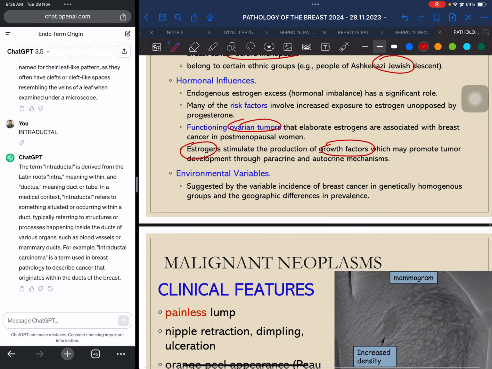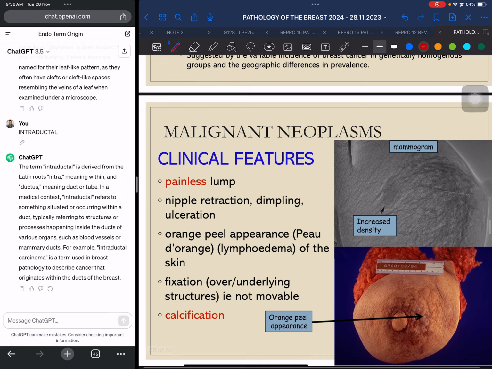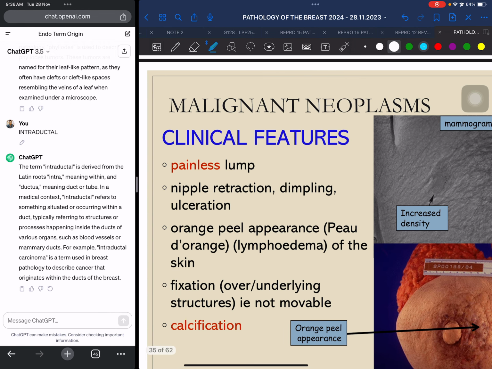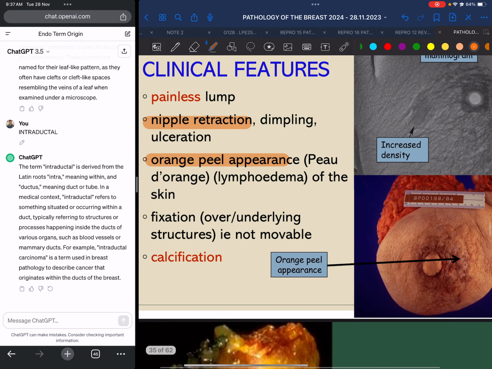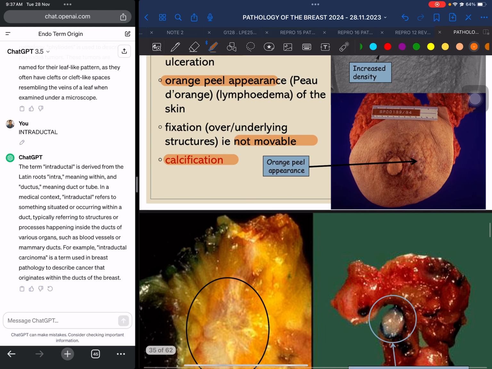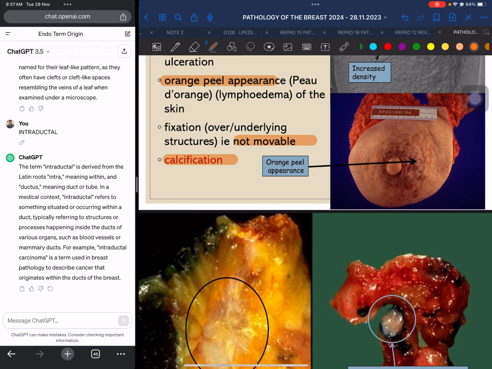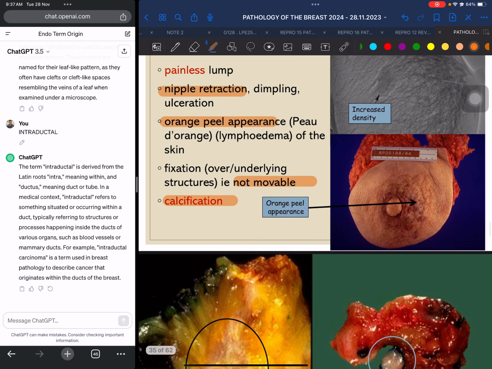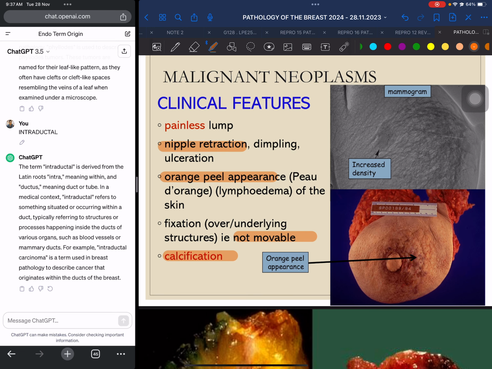Okay, clinically, breast cancer presents with a painless lump, and you have associated nipple retraction, skin dimpling, ulceration, and orange peel appearance. The skin will appear like the skin of an orange. Okay, and fixation, which is fixed to the underlying structures, meaning they have already embedded into the underlying muscle or wall of the chest. That means that it has shown invasion. Okay, and sometimes may show calcification, which will be detected on mammography.